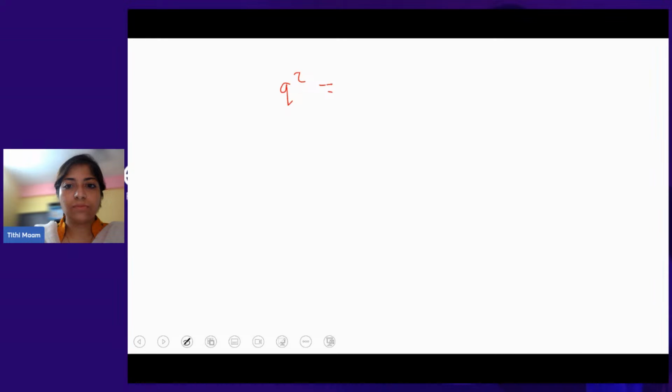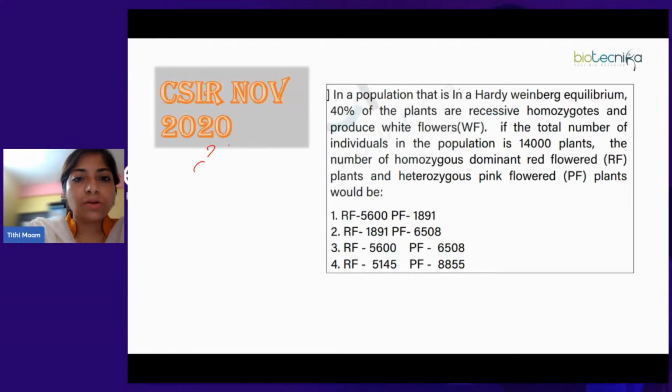So q square is given as 40%. Just give me a minute, guys. I'm facing some kind of problem here.